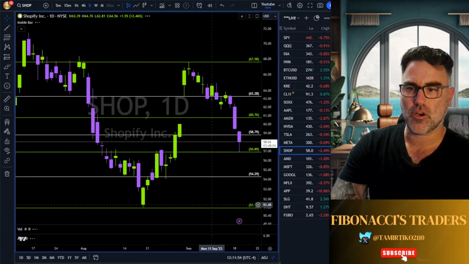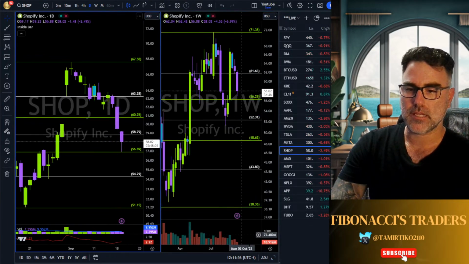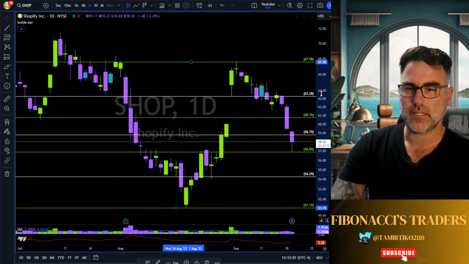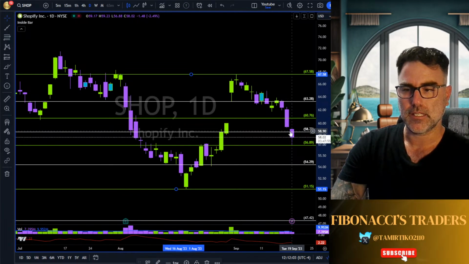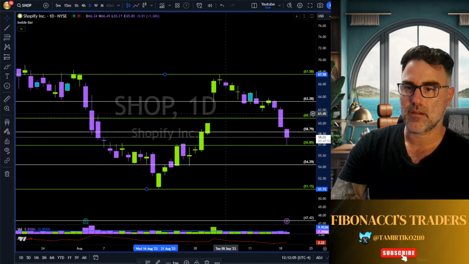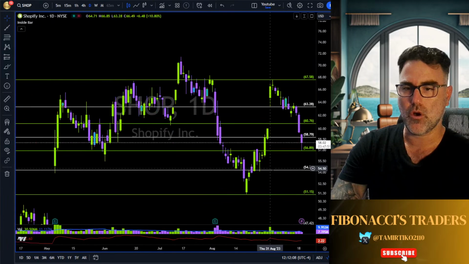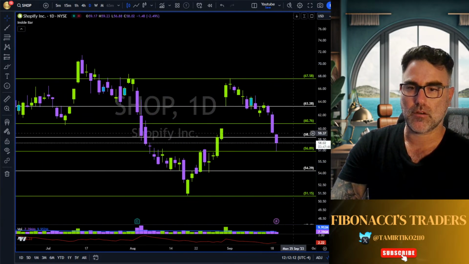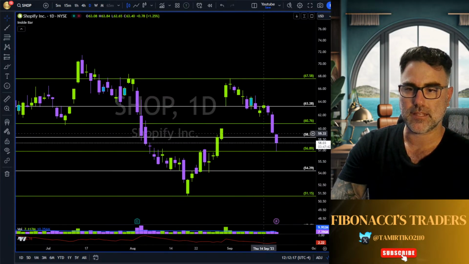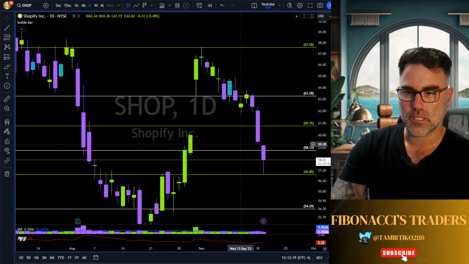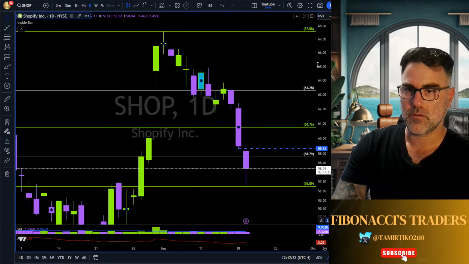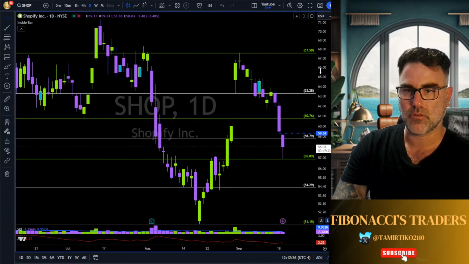What do we have? Shopify yesterday closed the gap. Today retesting the 618 Fibonacci, now bouncing back. But for now, if you are looking to go long on Shopify, there is no long, in my opinion, only above 58, 59. We have a slight gap over here. Today's open. This gap needs to get filled as well. And you know that more than 85-90% of all gaps will get filled.